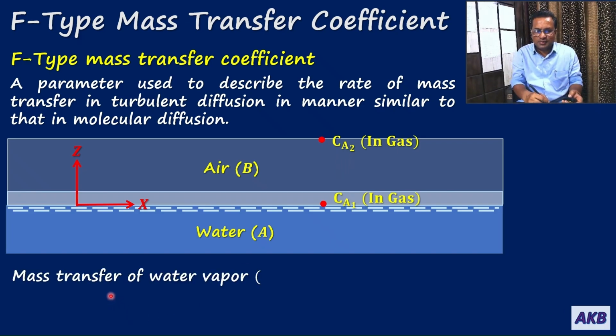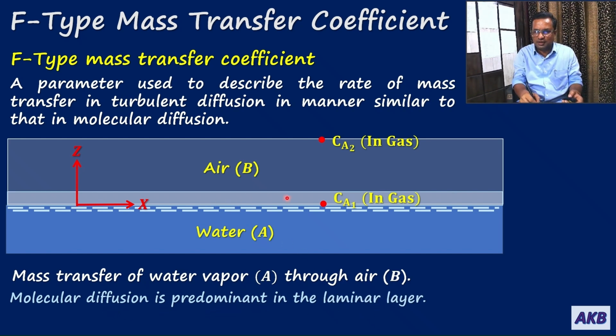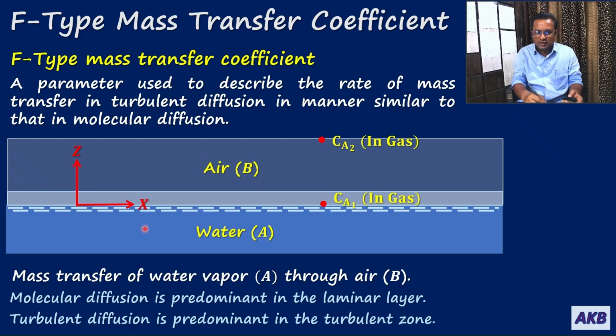So in this case, what mass transfer is involved? There is transfer of water vapor, which we denote by A, through air, which we are going to denote by B. So for this mass transfer, we need to understand that molecular diffusion is predominant in the laminar layer. Within the laminar layer, molecular diffusion is predominant, whereas as you move away from the surface and go into the turbulent zone, turbulent diffusion is predominant.